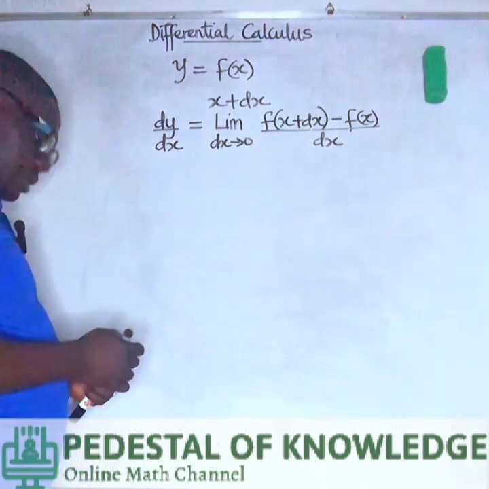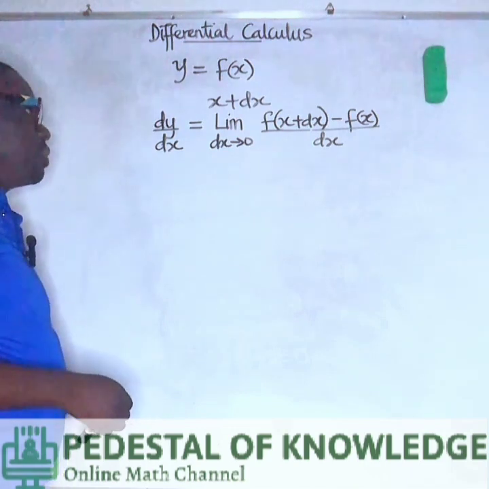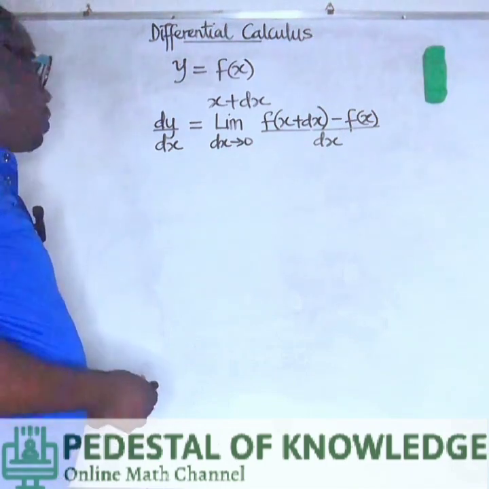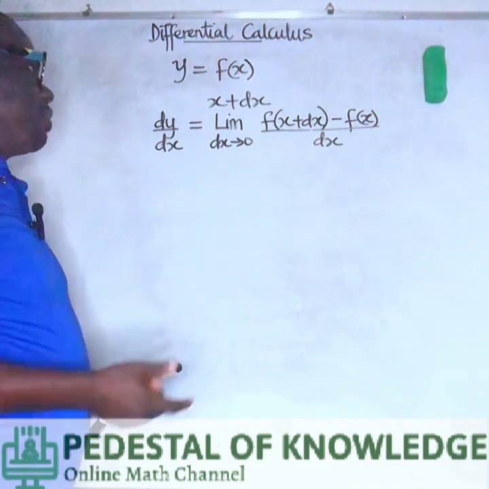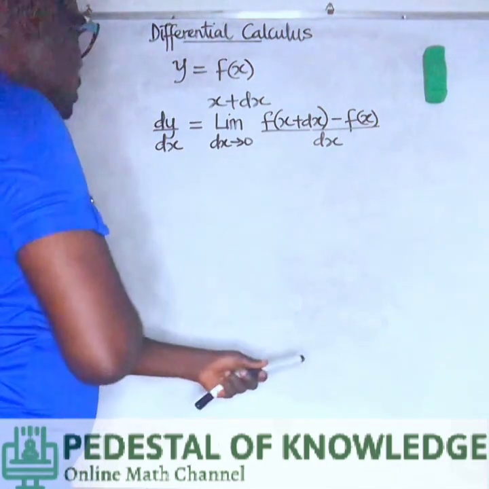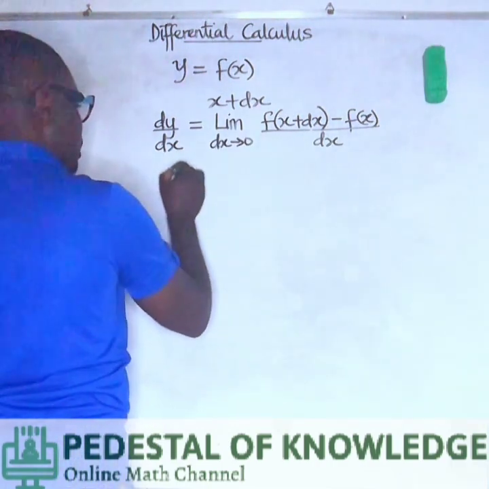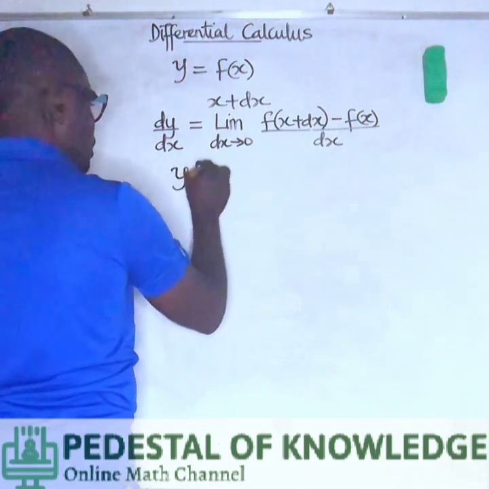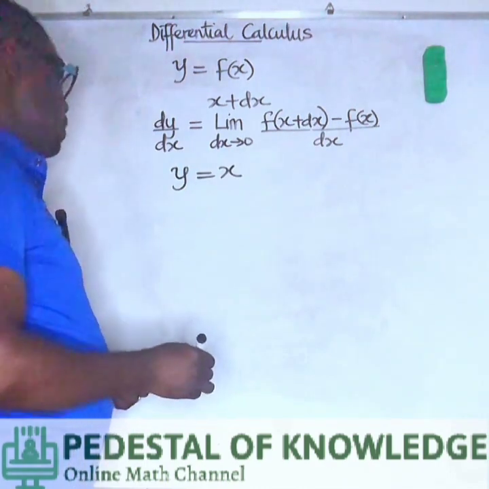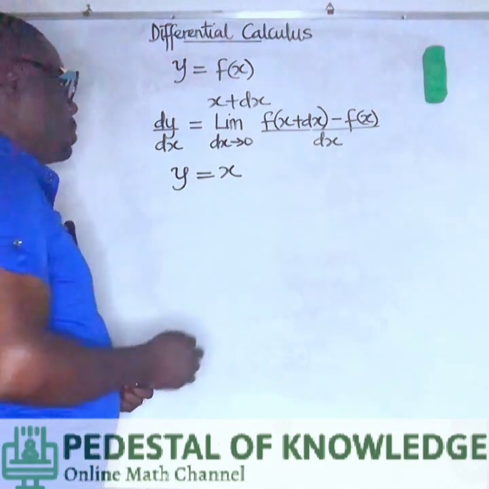So this is the simple formula used to find the differential coefficient of a function from first principles. And remember that the process of finding the derivative or differential coefficient of a function is known as differentiation. Now let's look at some practical examples. Suppose you are given a problem like y is equal to x, and you are asked to find the derivative or the differential coefficient of y with respect to x using first principles.